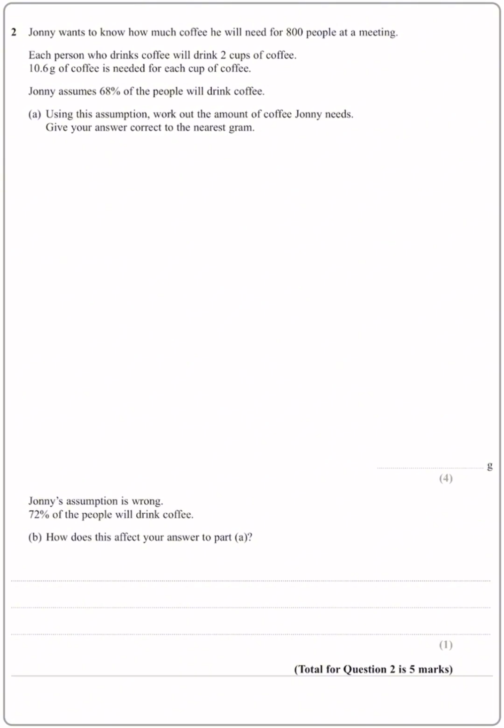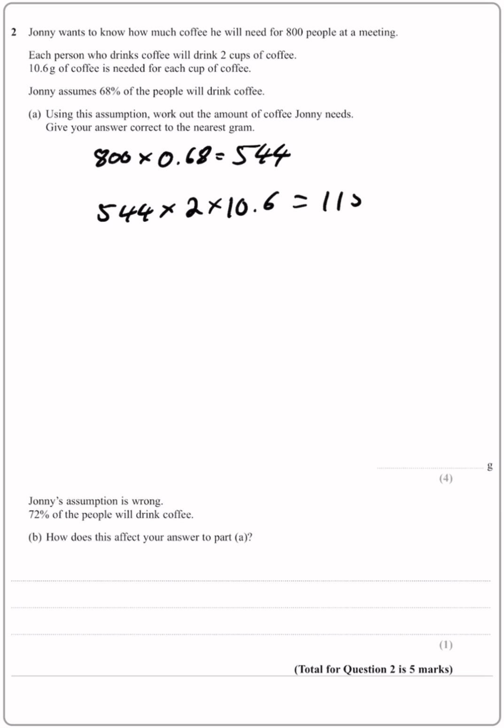Question number 2. To find 68% of the people, 800 times 0.68 is 544, and then 544 times 2 times the 10.6 grams comes out as 11,533 grams. Well, if the number of people drinking coffee is greater, then he will need more coffee.